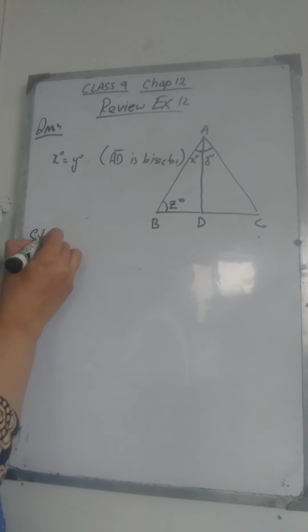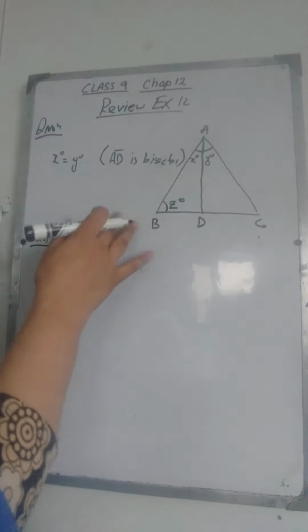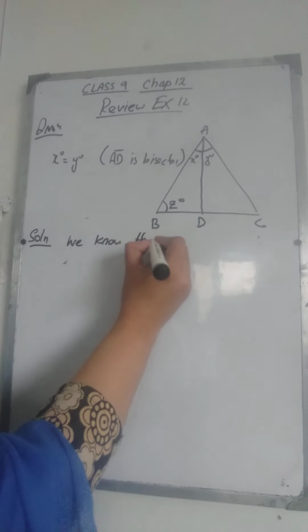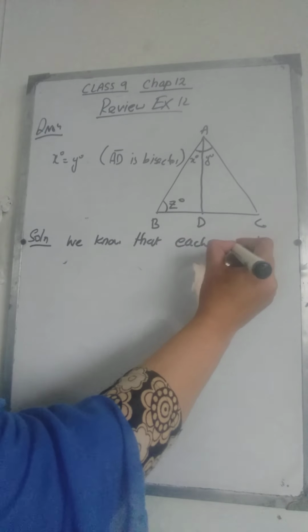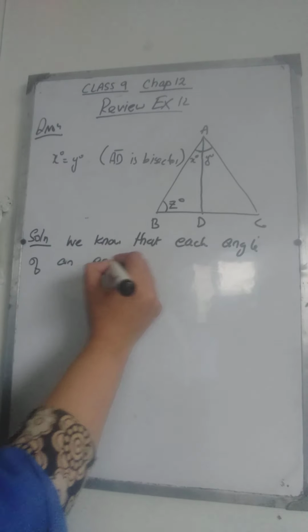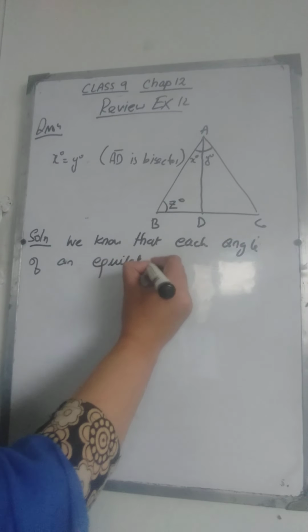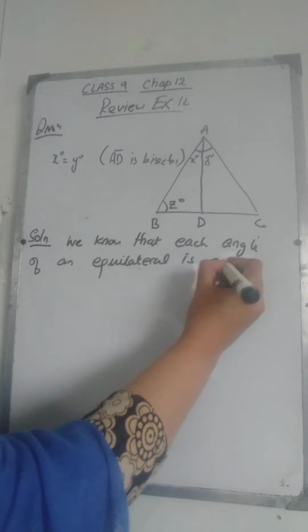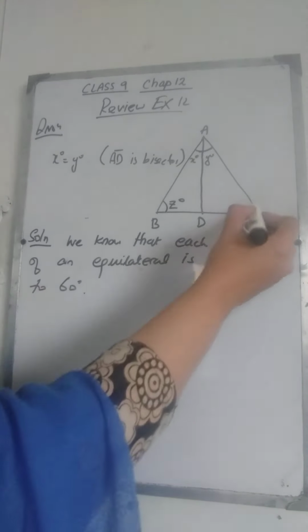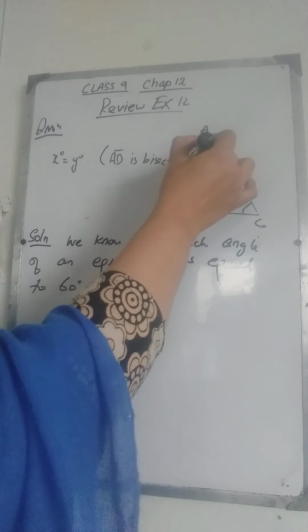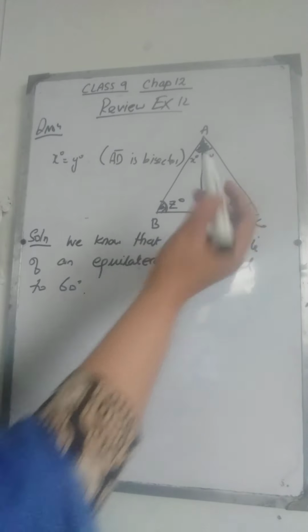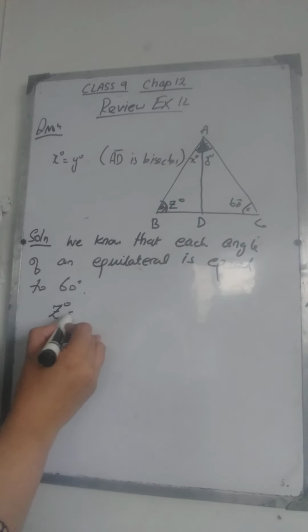Okay, the solution is so simple. As it is an equilateral triangle, we know that each angle of an equilateral triangle is equal to 60 degrees. This means that this is 60, this angle is also 60, and this whole angle will also be 60. All these angles are 60 degrees. It means that angle Z is equal to 60 degrees.